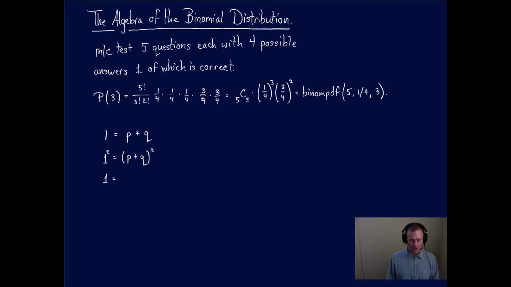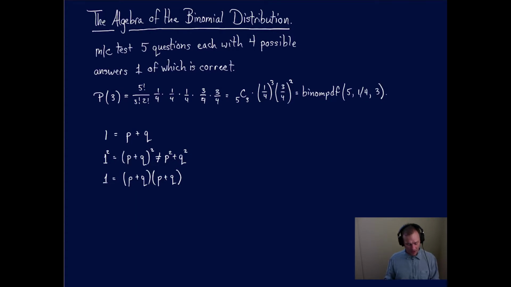But wait a minute, what happens on this right-hand side? Well, (p plus q) squared, I'm going to tell you what it's not. It is not p squared plus q squared. It's a common mistake. What you have to do is remember what squaring means. It means (p plus q) times (p plus q), like that.